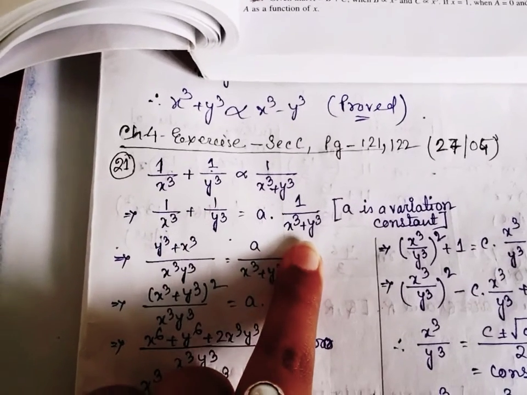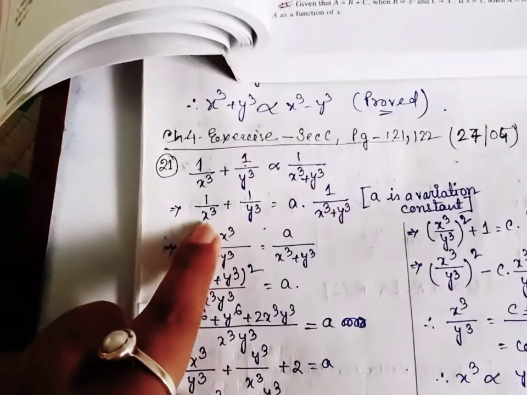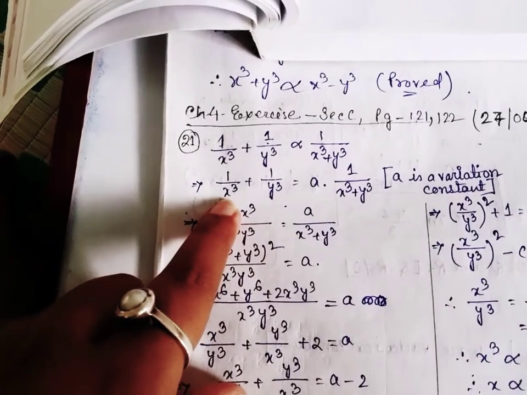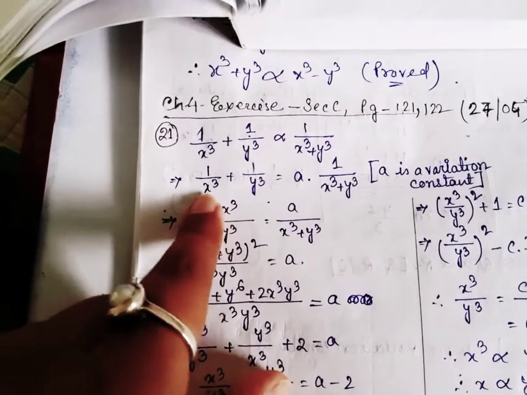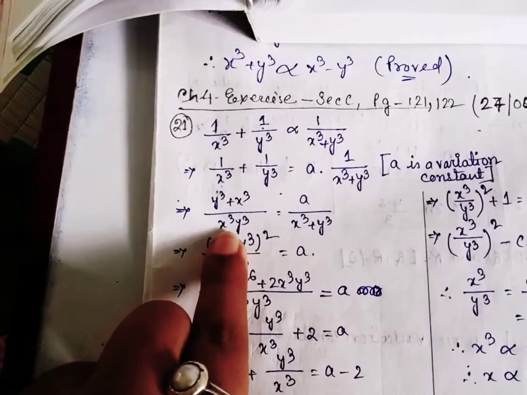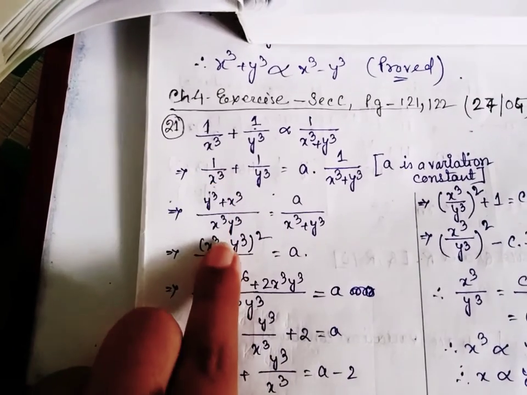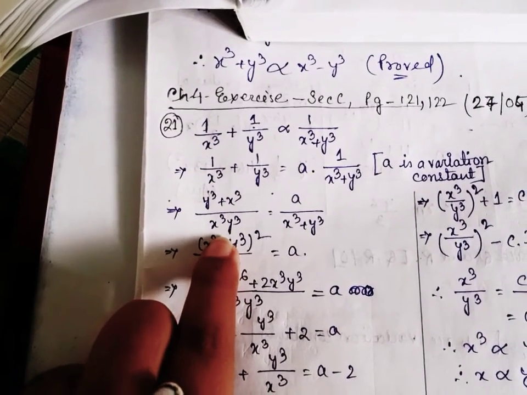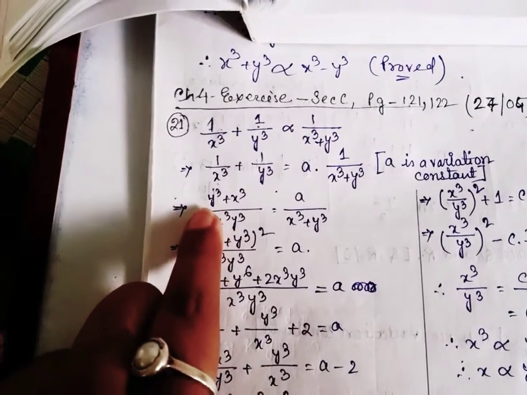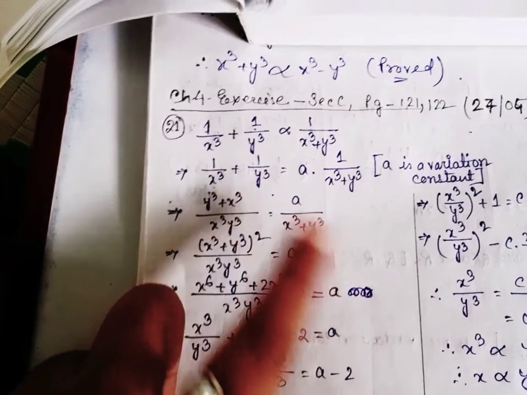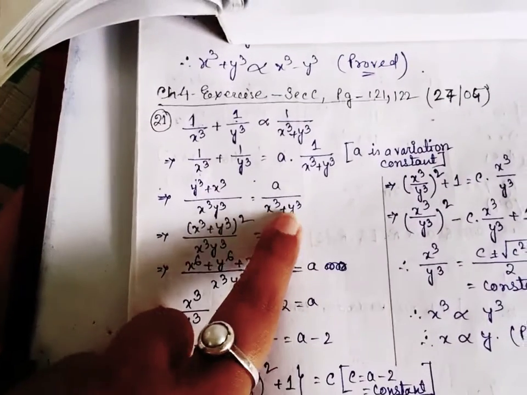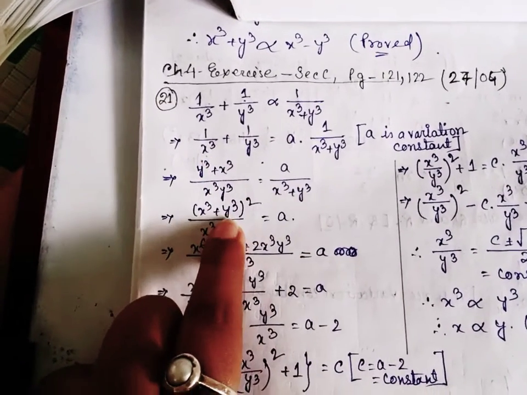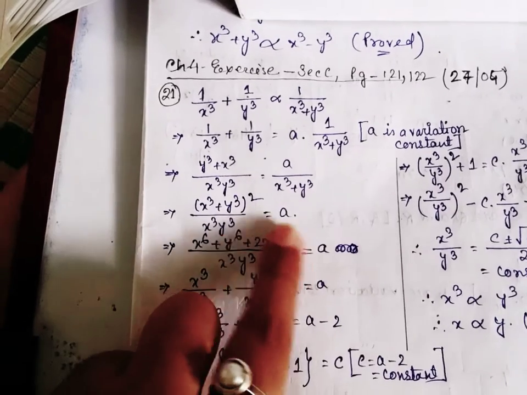into the value. Now we add the values using the normal fractional concept, that is, find the LCM of the terms, then divide the value by the denominator and multiply it with the numerator. We got this one. Now cross multiply it. To cross multiply it, we get the square of x cube plus y cube, whole square by x cube y cube, equal to a.